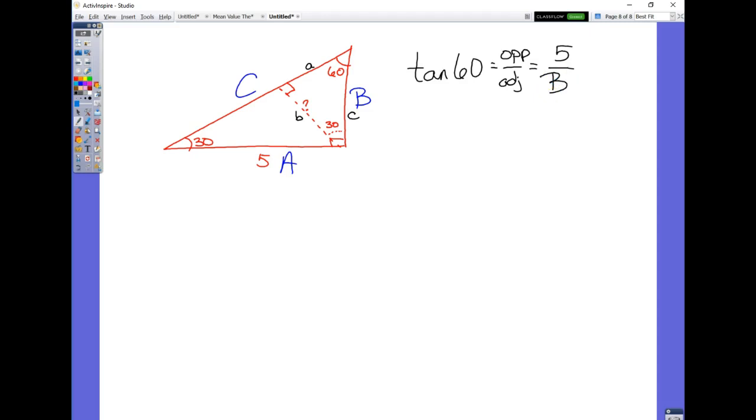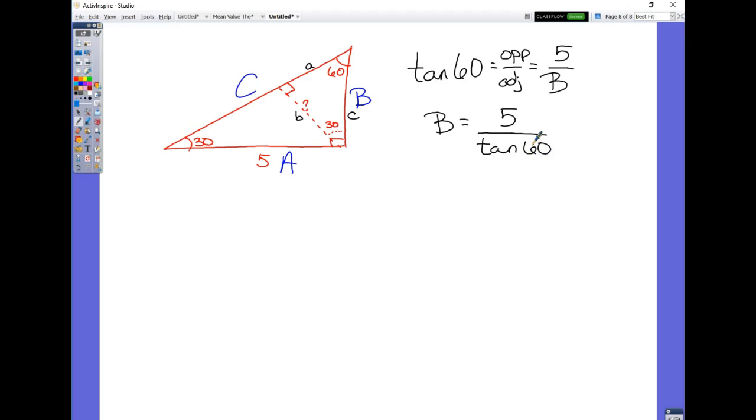So what I can do is I can use some math here now, and I can call this B is equal to 5 divided by that tangent of 60. Now, if you're in my AP class, you should be able to come up with that answer with fair ease.